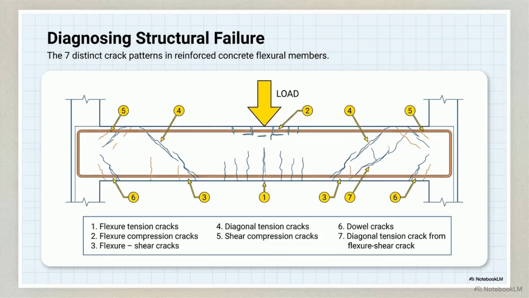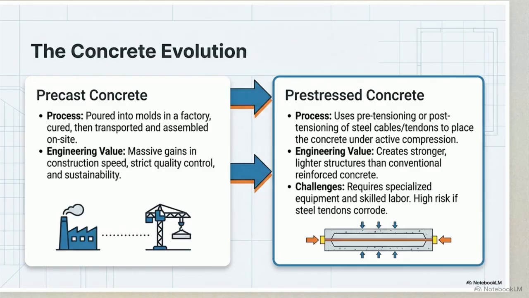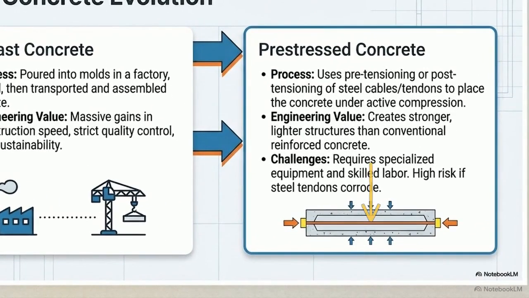This graphic maps 7 specific fracture patterns, read like a diagnostic chart. Vertical flexure cracks show where the member bends too far. Diagonal shear cracks reveal where opposing internal forces slide against each other. To eliminate cracks, the industry developed pre-stressed concrete. As shown here, engineers used tightened steel cables to intentionally squeeze the concrete from both ends. Placing the beam under extreme active compression in the factory neutralizes the stretching forces of the building's weight later on.